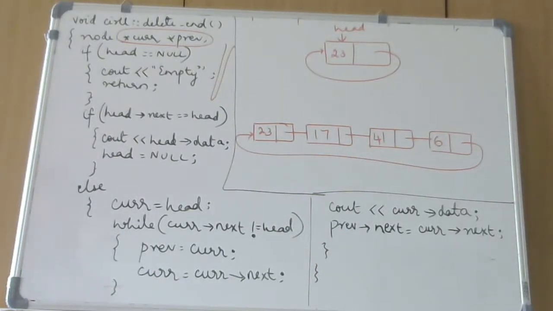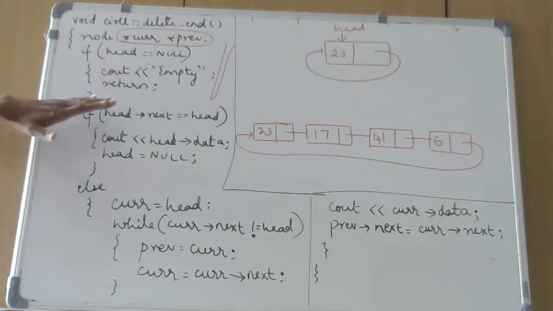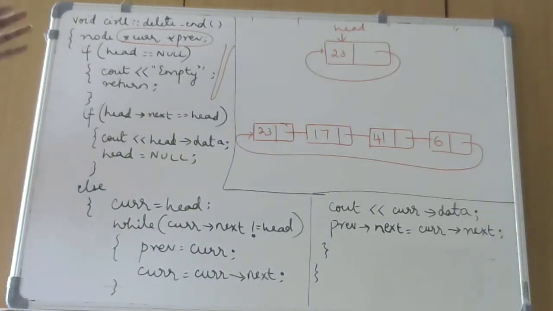Alright, the next condition is what? Suppose I want to delete at end and I have only one node in the list. These two conditions are the same as what we have done in our previous video session with respect to delete at the beginning. There also we have checked these two conditions. For ending also we have to check these two conditions.